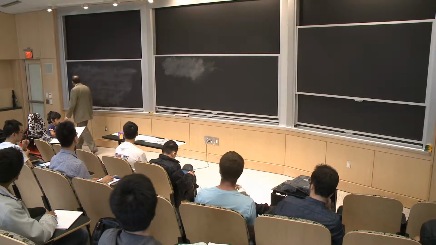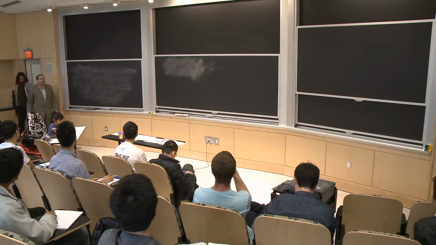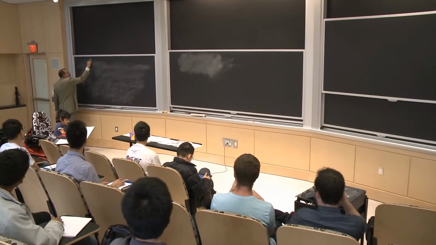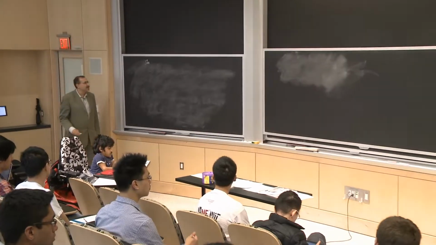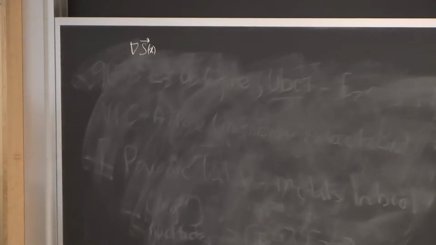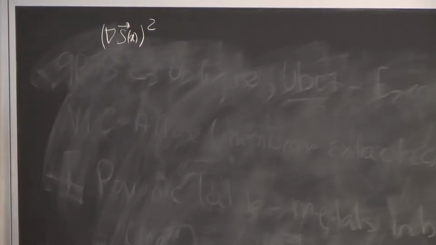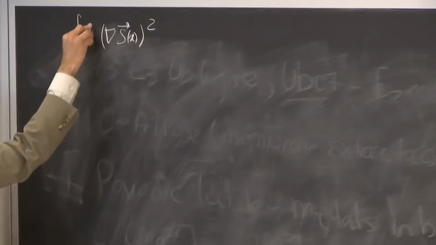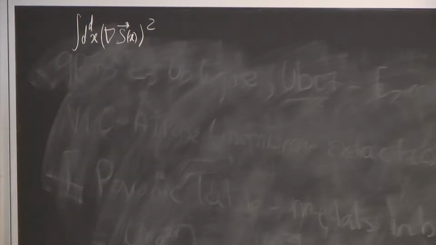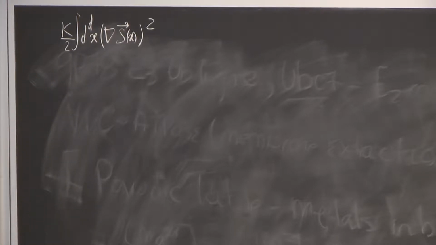So last time we started looking at a system of spins. There was a field S of x on the lattice, and the energy cost was proportional to differences of spins on two neighboring sites, which if we go to the continuum became something like the gradient of the vector S. You have to integrate this, of course, over all space. We gave this a weight k over 2.